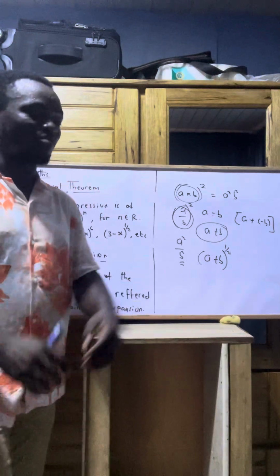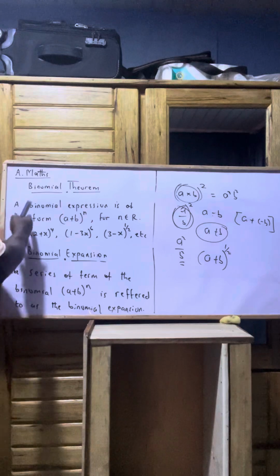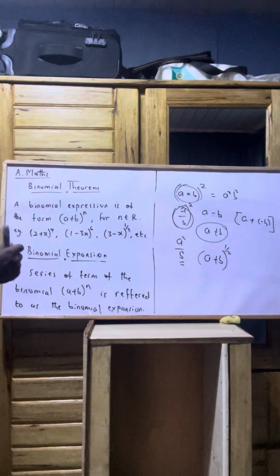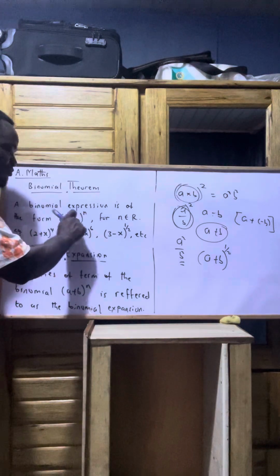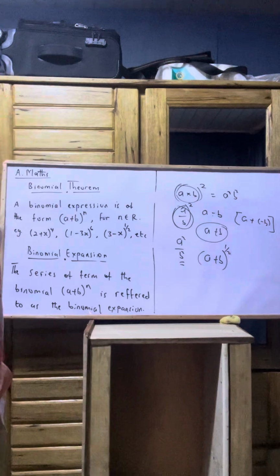So it's very easy. As I said, we'll be looking at, what is a binomial expression? A binomial expression is of a form like this, as I've explained. But here I only pick the n, the exponent. I say n is a real number. I know you've done number theory.